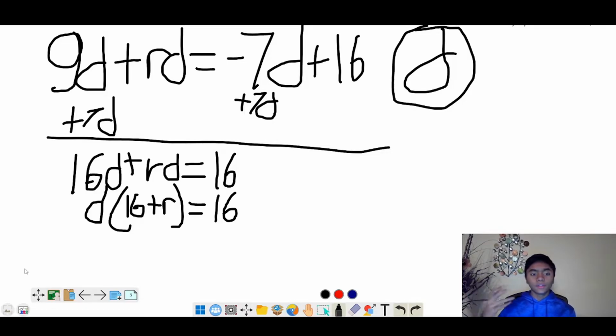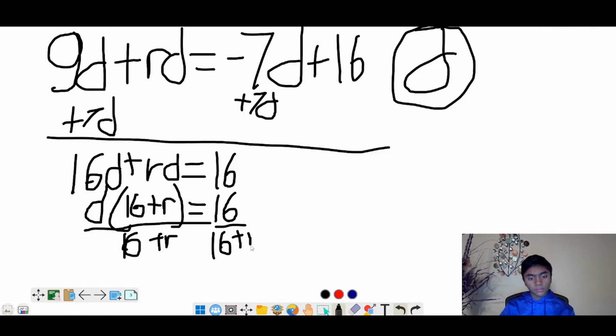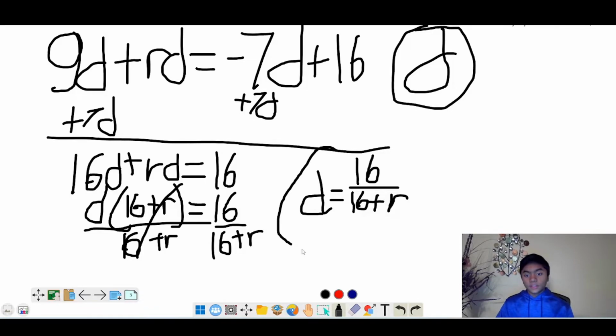Now, the only step we have left to do is just divide both sides by 16 plus r. So let's do that. Mark out our line. 16 plus r. Same thing over here. 16 plus r cancels out on the left side. And so we're going to be left with that d is equal to 16 over 16 plus r. So this is our final answer.